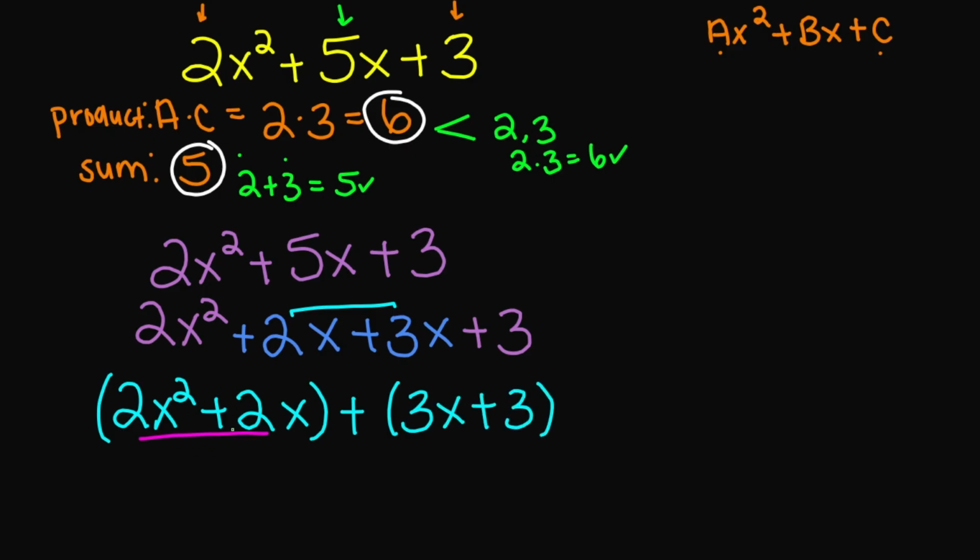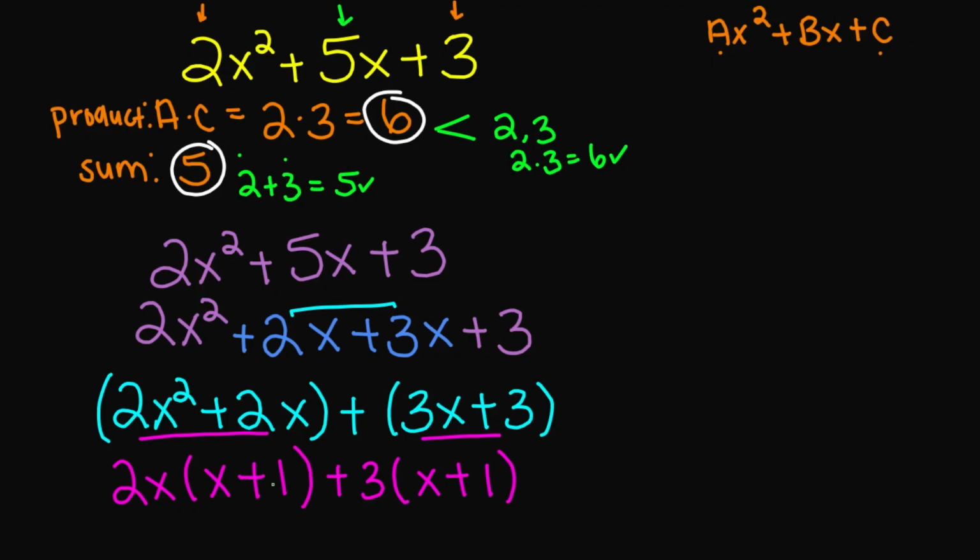So now let's factor the first group here. What can I factor out of this group here? I can factor out a 2x. If I factor out a 2x, I'll be left with x plus 1 inside parentheses. Now the next side, what can I factor here? I can factor out a 3. If I factor out a 3, I'll be left with x plus 1 inside parentheses.